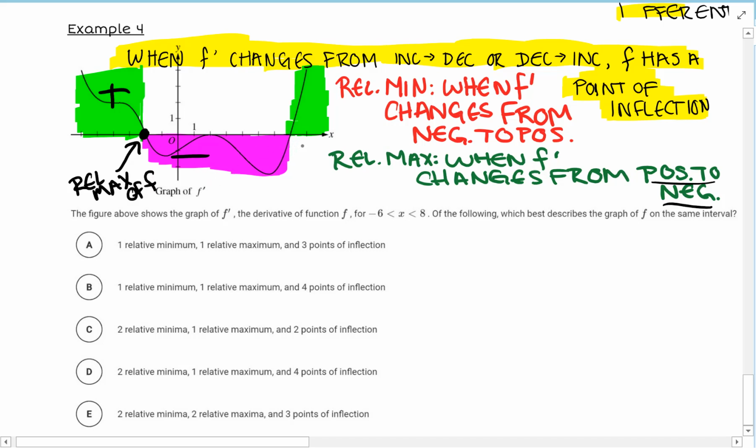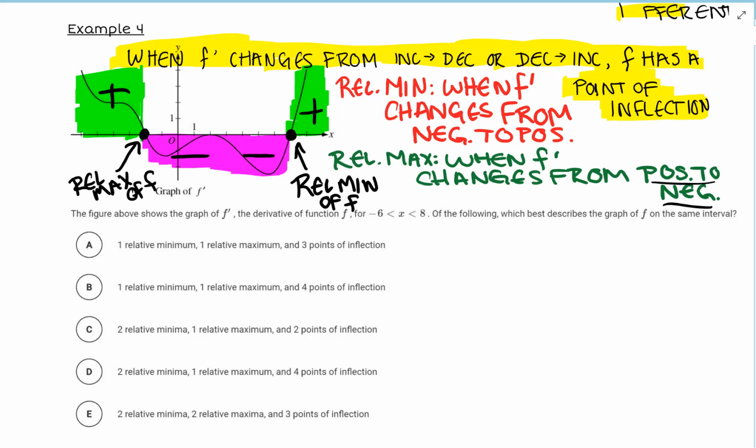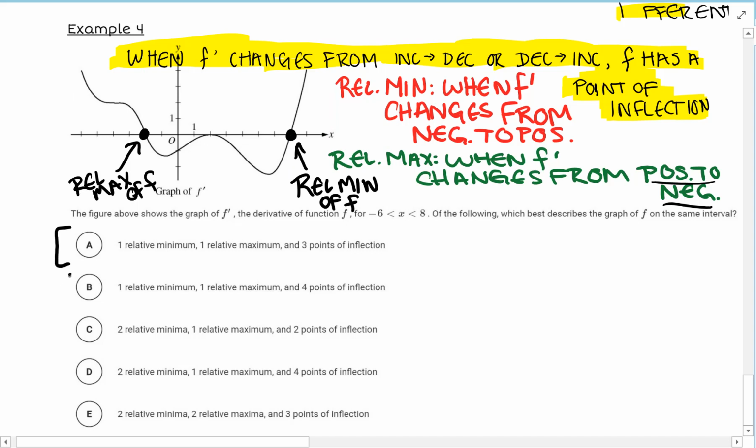Now here we are changing from negative to positive at x equals 7. When the graph of f prime changes from negative values to positive values, then you have a relative minimum. So we will have a relative minimum on the graph of f at x equals 7. This has helped me narrow down my options to at least A or B. We have one relative max and one relative min.